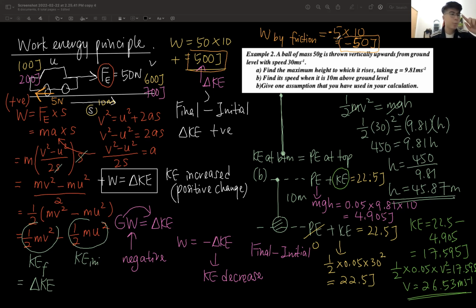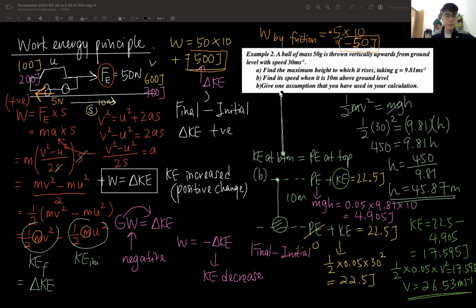This is the work energy principle. What does it tell you? Work done directly affects the kinetic energy. And usually it only affects the speed because you cannot change the mass. The mass stays the same. When you apply the work, it can only change the velocity. Okay, so same thing here.